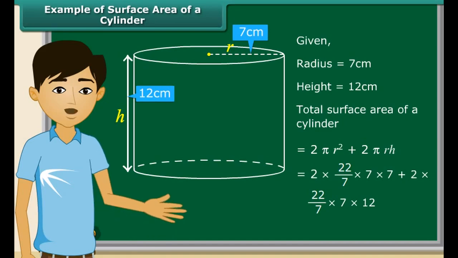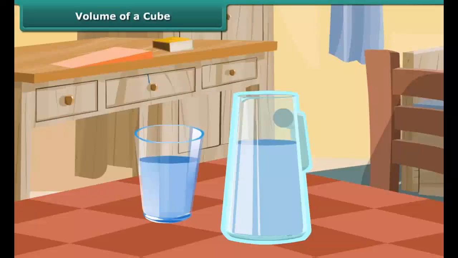So, 2 into 22 by 7 into 7 into 7 plus 2 into 22 by 7 into 7 into 12. This gives surface area of this cylinder, which is equal to 836 centimeters square. Let us check your knowledge. Drag and drop the correct option into its respective place.